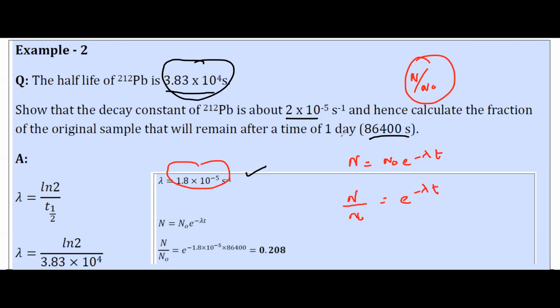Remember one thing: if lambda is in second inverse, time should be in seconds. If lambda is in minute inverse, time should be in minutes. If lambda is in hour inverse, time should be in hours. So e raised to power minus lambda t, we have the value for lambda we calculated, and the time, which is 1 day. So what fraction will be left after 1 day? 0.2. A fraction of 0.2 will be left after 1 day. Compared to the original sample, only 0.2 will be left as radioactive, and most of it will have decayed.